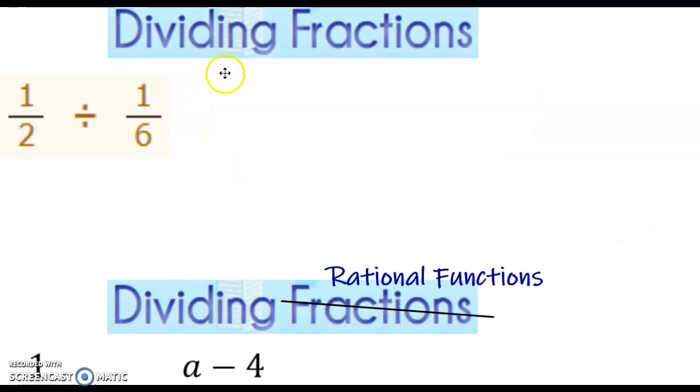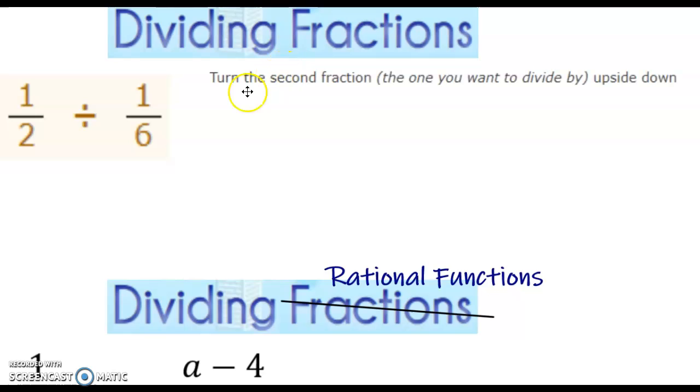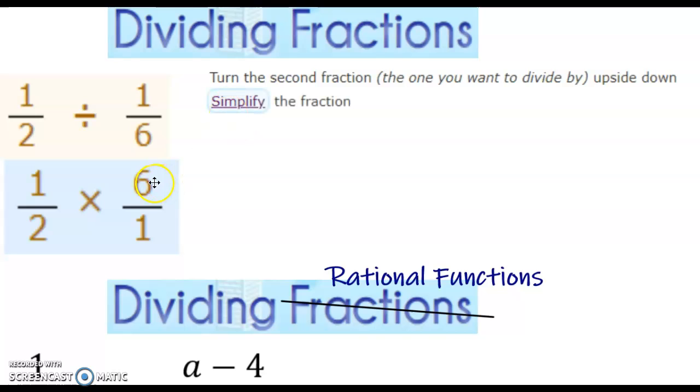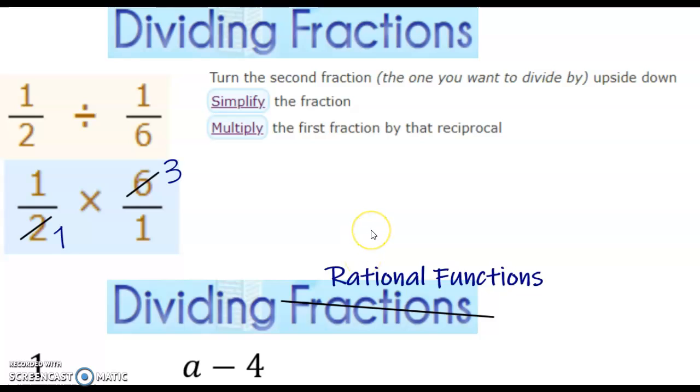Dividing is almost as easy, except we have the added step, remember, of having to multiply by the reciprocal. So dividing by a fraction is the same thing as multiplying by that reciprocal. We can simplify the fraction next, just like we did. So we just follow the multiplication steps, and then we just multiply our numerators and multiply our denominators.